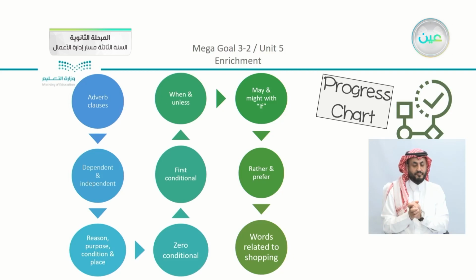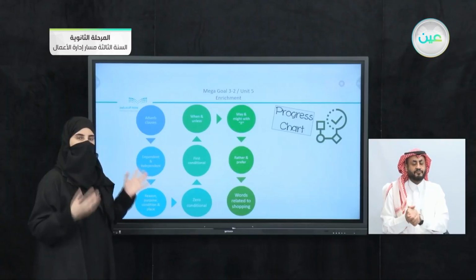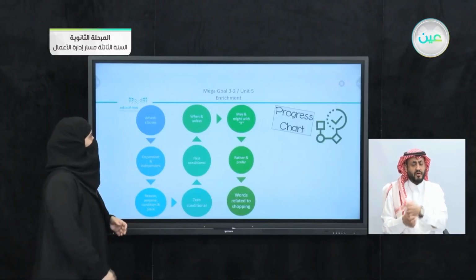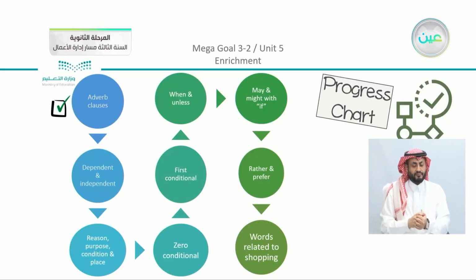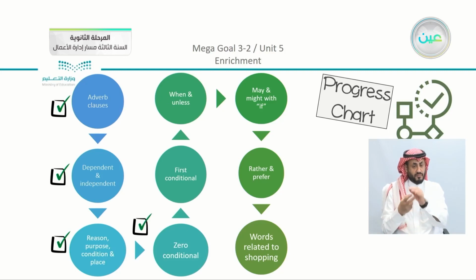Now, what did we study throughout our unit? We passed by all of these structures. We passed by the adverb clauses. We also differentiated between dependent and independent. We have the reason, purpose, condition, and place meanings that we also applied. We also passed by when and unless, zero conditional actually. Then we have the first conditional and using when and unless in sentences.